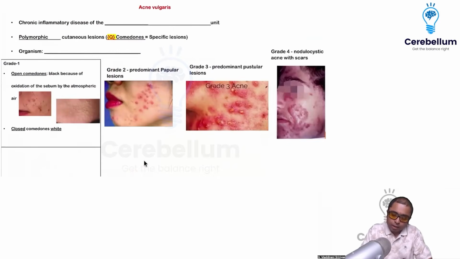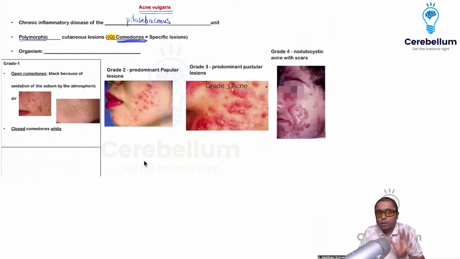Next is this important disease, acne vulgaris. Remember, this is a chronic inflammatory disease of the sebaceous gland, but even the hair follicles are involved, so we call it a disorder of the pilosebaceous unit. The patients are going to have polymorphic cutaneous lesions, and the most specific lesions which you need to remember are called comedones.